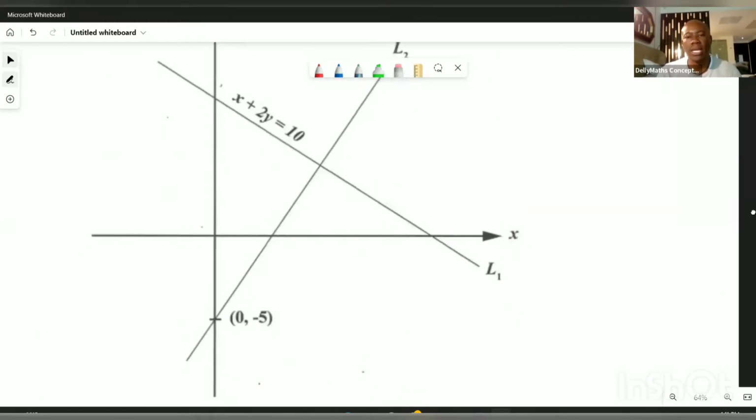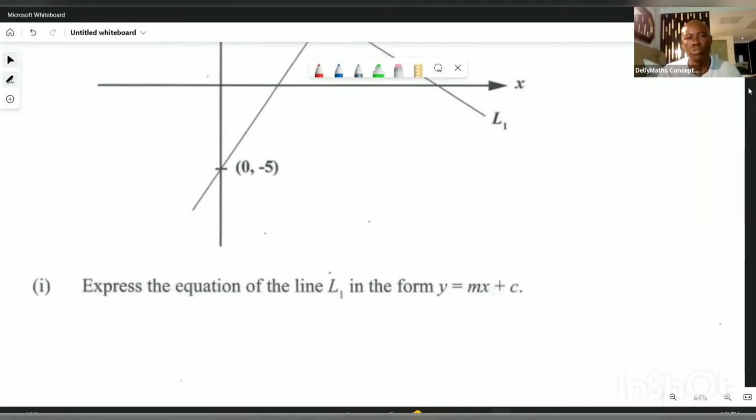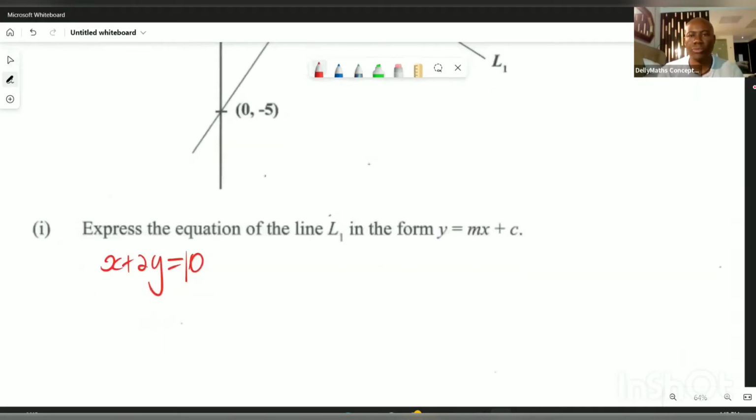We got line 1 in the form x + 2y = 10. But how they want it written is in the form y = mx + c. Therefore, we're going to transpose and make y the subject.